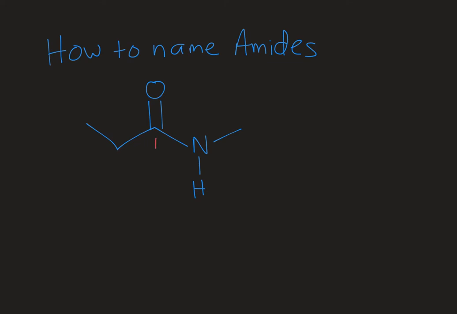So you'll always start numbering at the carbonyl carbon and then go towards that longest carbon chain that is connected to the carbonyl carbon. So in this case, I'd be going to the left. So I'd have 1, 2, and 3. So prop is the prefix for when we have 3 carbons. You replace that last E on propane with amide, and then we have a substituent here, and it's on the nitrogen. So we would say N-methylpropanamide.